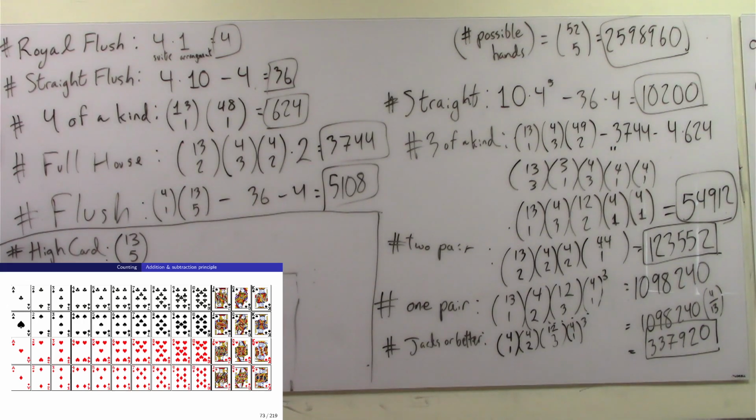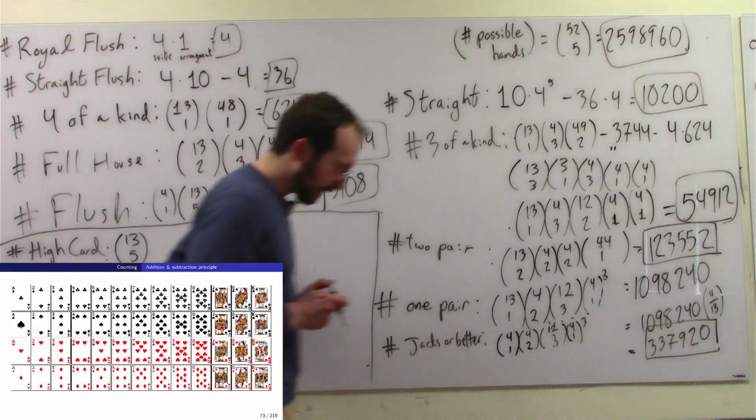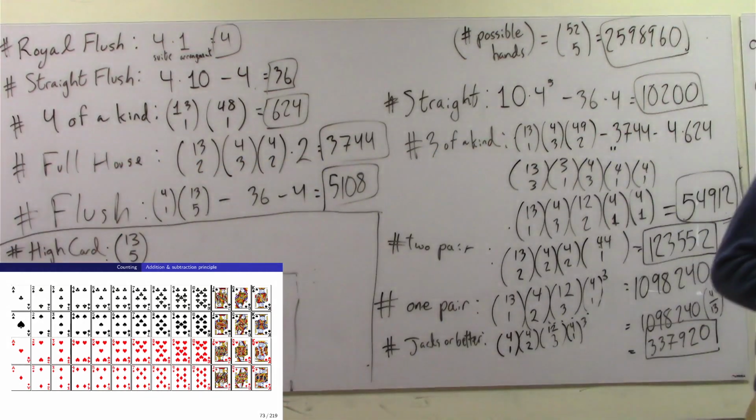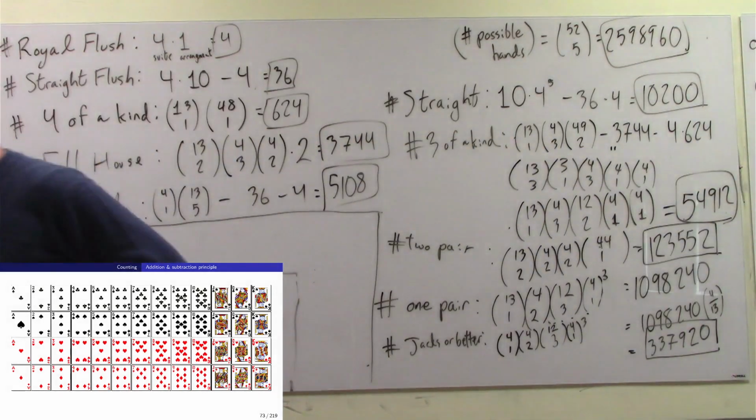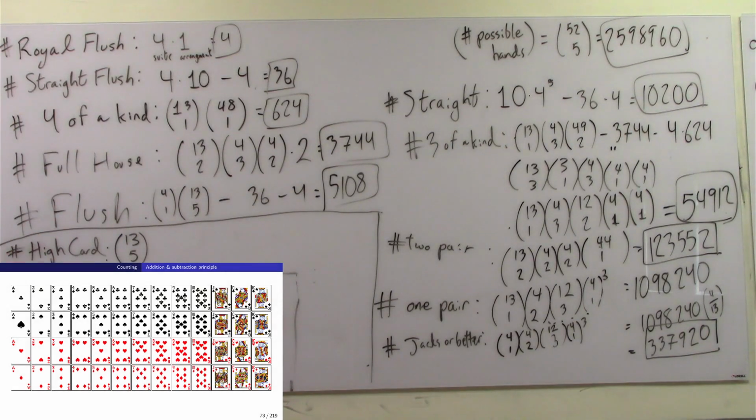Okay, there's a problem here that I'm already seeing. What if we end up with a straight or a flush? I think we can just go full steam ahead.